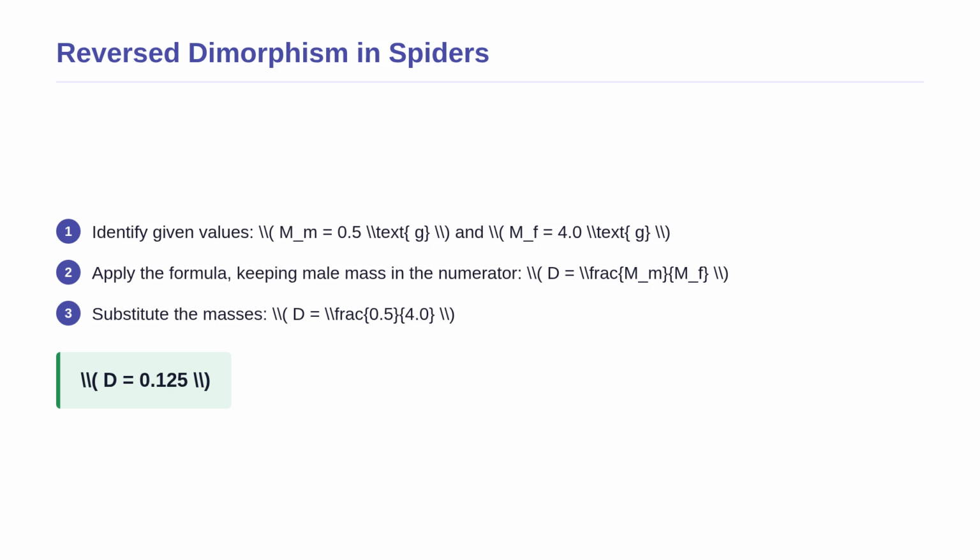We use the exact same formula, and it is crucial to always keep the male mass on top to maintain a consistent standard. We substitute 0.5 for the male and 4.0 for the female. The units of grams cancel out. The final answer is 0.125. Physically, this decimal fraction proves the male is only 1/8 the size of the female, which happens because females need massive energy reserves to produce thousands of eggs.